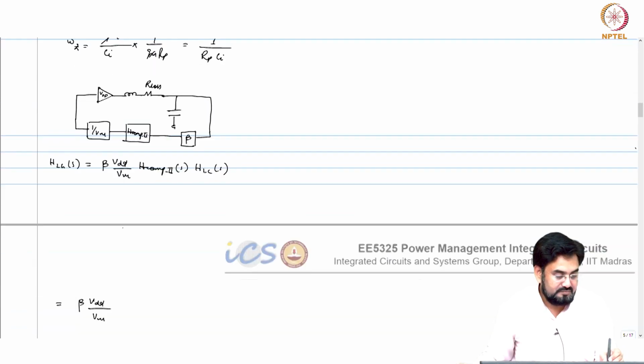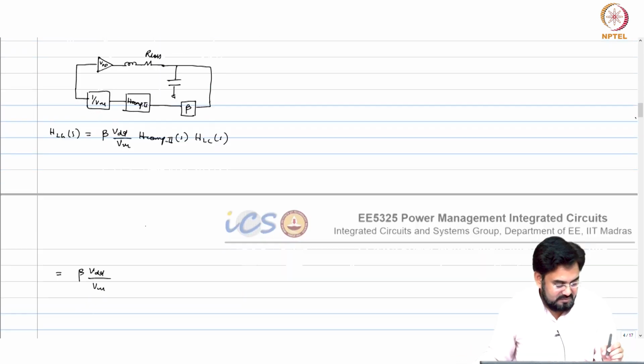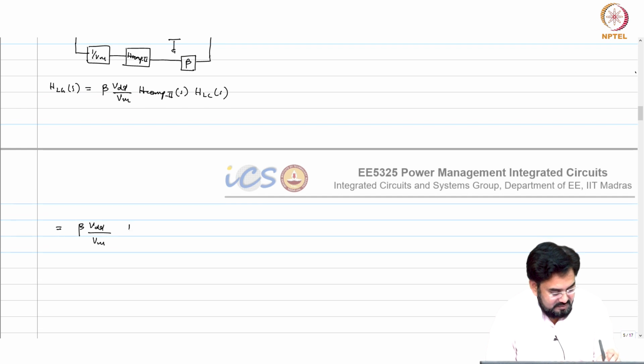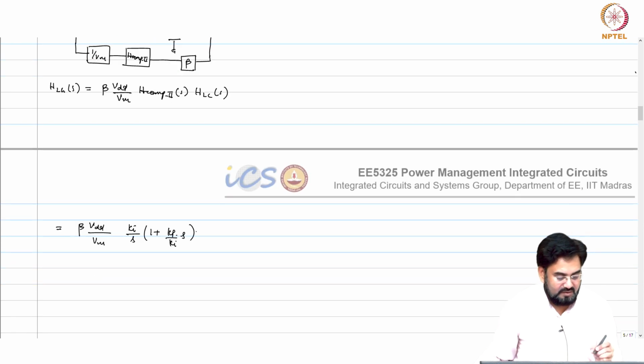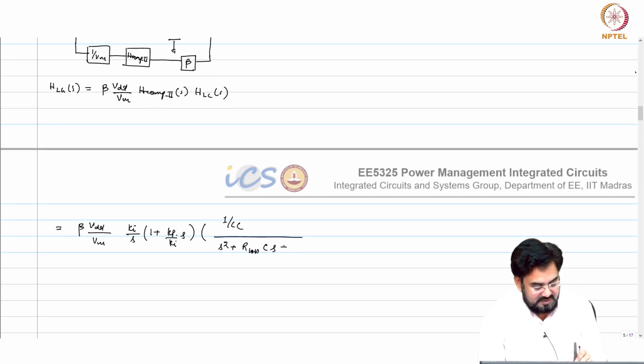What was H comp? Just write in terms of KP. KI over S into 1 plus KI over KPS, KP by KIS. Okay. What was the LC? LC at R load equal to infinite, or zero load current. So 1 over S square plus R loss CS, correct? Plus 1.